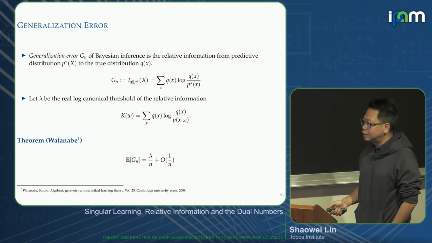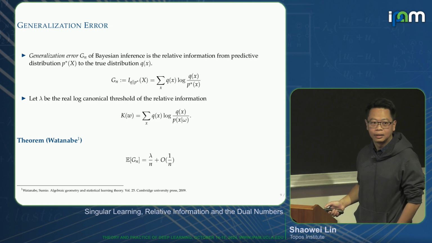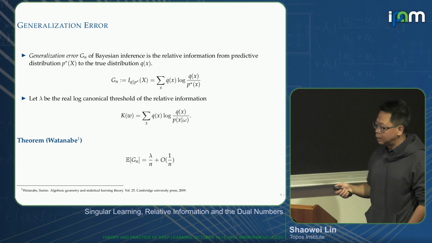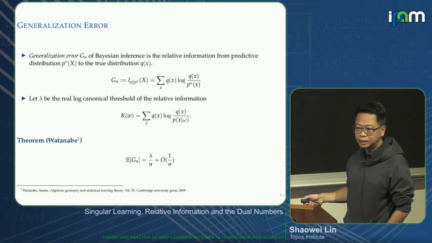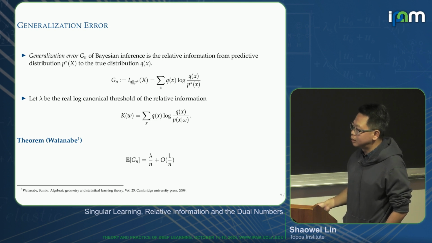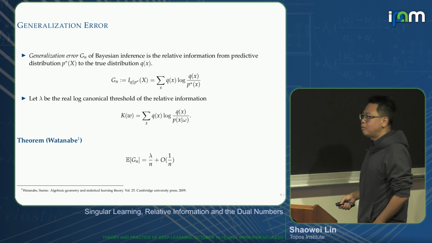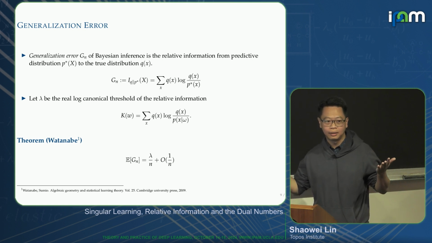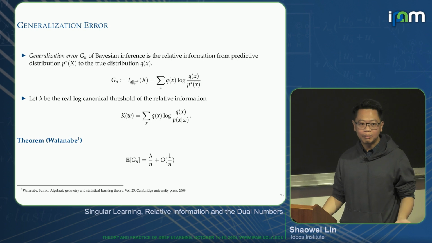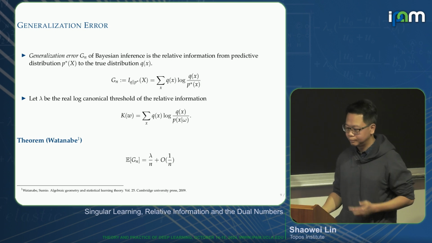So you can see that this is actually quite related to Dan's talk this morning, where we are also seeing some kind of complexity over n for the risk that he was looking at. And here, this generalization error is a measure of the risk, and the expected value of this risk is given asymptotically by lambda over n. So if you want to know the generalization error of just good old-fashioned Bayesian inference, you have to find the RLCT. It is a fundamental thing in statistical learning.